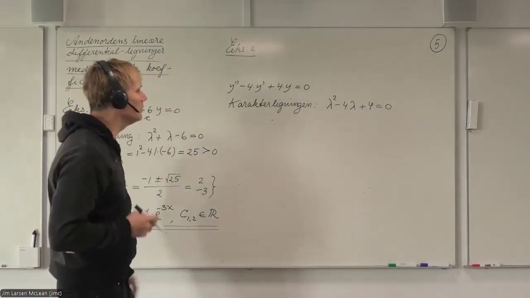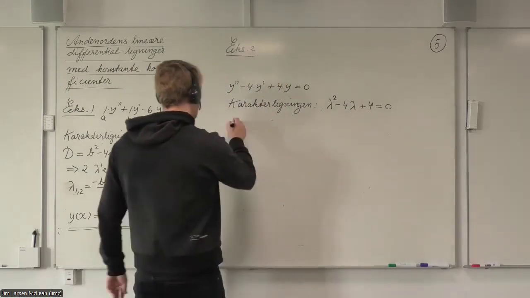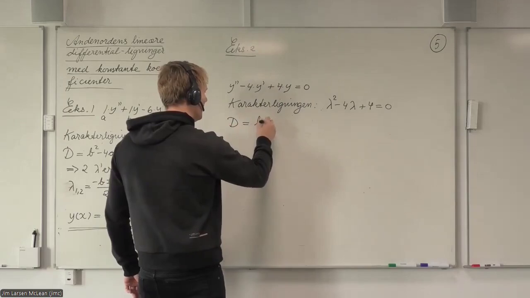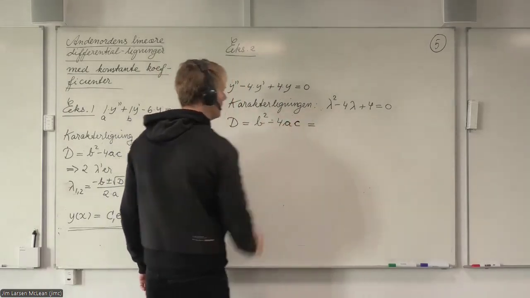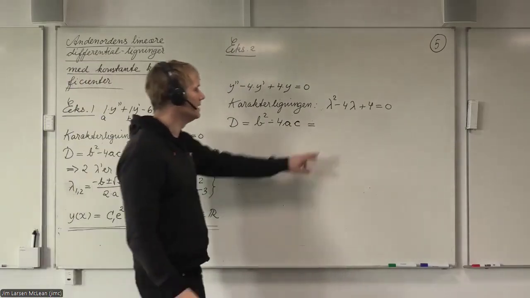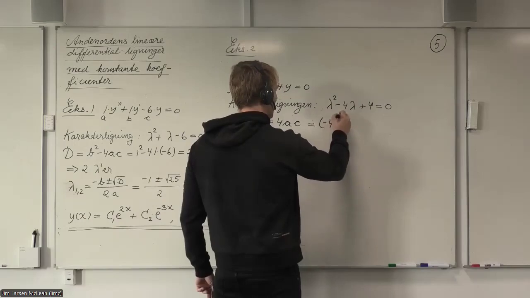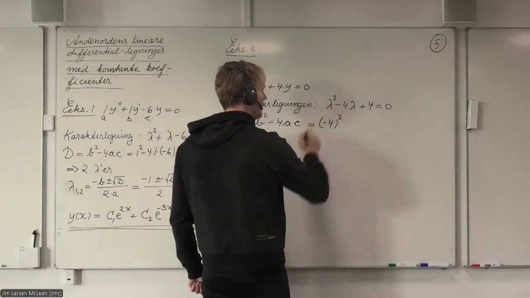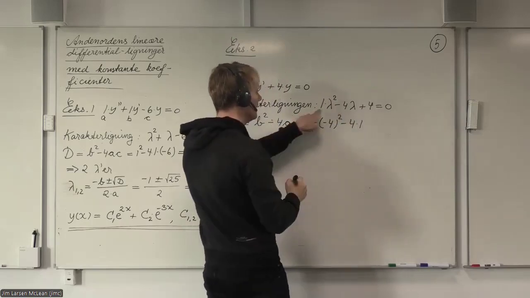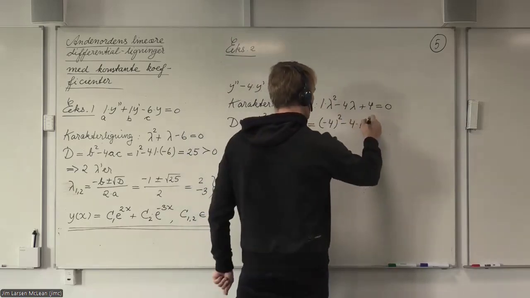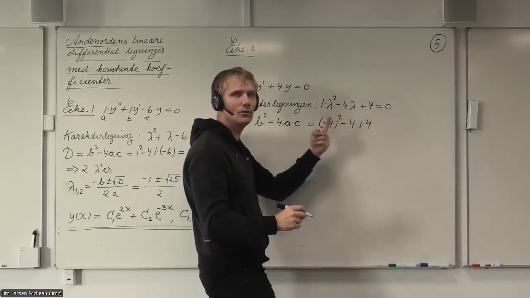Okay, so now we need to solve this second equation in lambda. So let's do that. What needs to be considered? B squared minus 4 times A times C. That means minus 4 squared. That's B. B is here. It's negative 4. Then minus 4 times A. But A is 1 because there's a hidden one there. And then times C, which is 4. And now you can see it says plus 16 minus 16, which is 0.